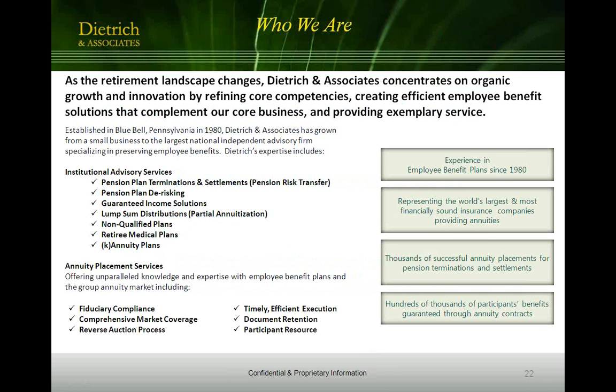Great. Thank you, Andy and Mark. It looks like we have a few additional audience questions we'd like to address, so I will go ahead and share them with the group. The first question is, why would a plan sponsor consider offering lump sums to participants prior to plan termination?